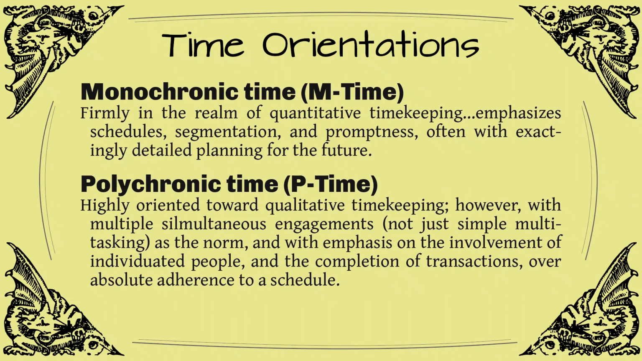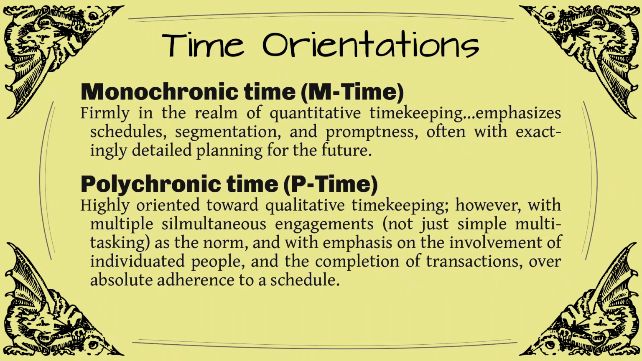And we'll find that there are associations with the control of space that are brought out based on attitudes or orientations that people within a culture have towards time. The second, then, is going to be polychronic time, which is highly oriented towards the qualitative timekeeping, however, with multiple simultaneous engagements. Now, here we're not just talking about simple multitasking, like I worked on a project while I ate my lunch kind of thing. But where simultaneous engagements are the norm, and the emphasis is on the involvement of individual people and the completion of transactions over the absolute adherence to a schedule.